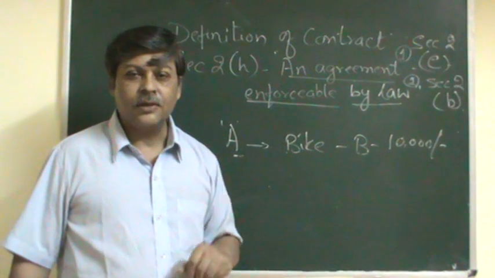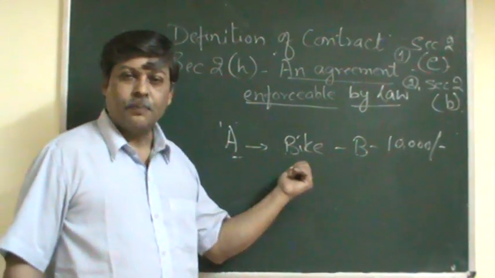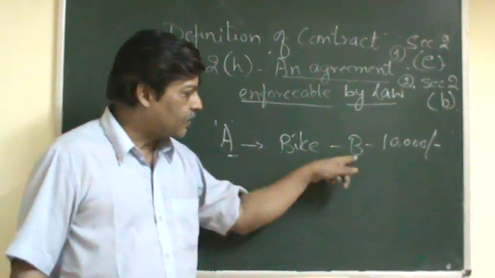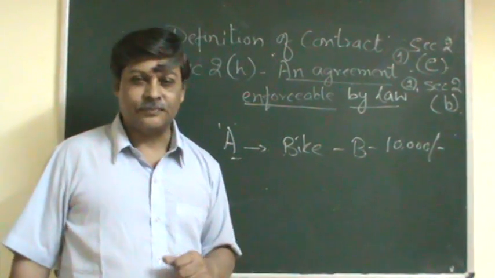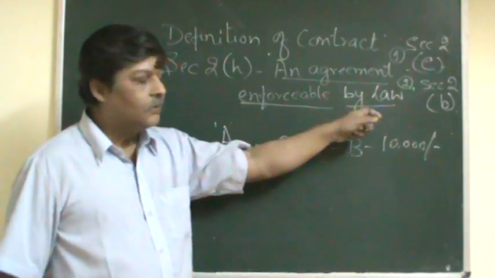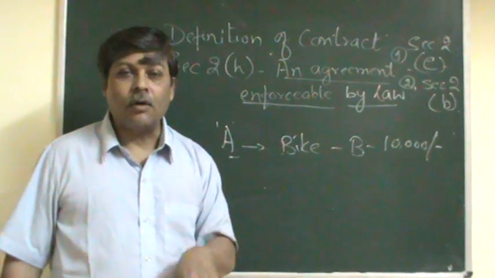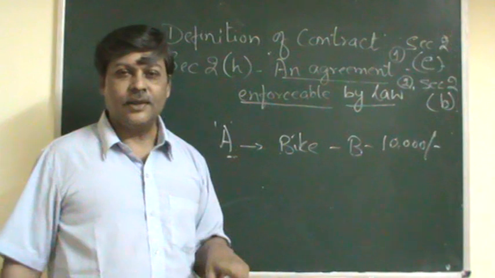and B has accepted. The proposal then becomes the promise, and the person making the proposal is called the promisor, and to whom it is made, he is called the promisee. Promisor and promisee. So two parties. This is how an agreement is formed. The agreement involves all these things.